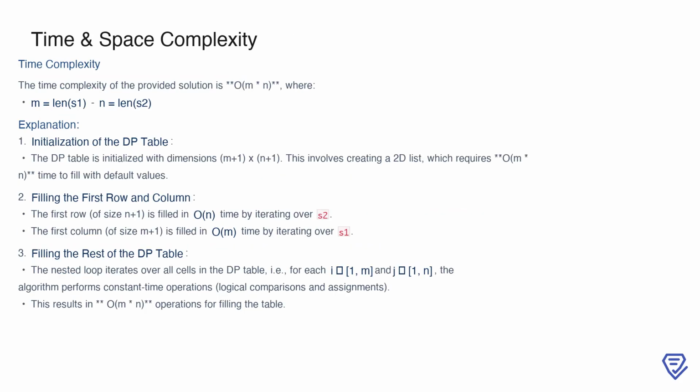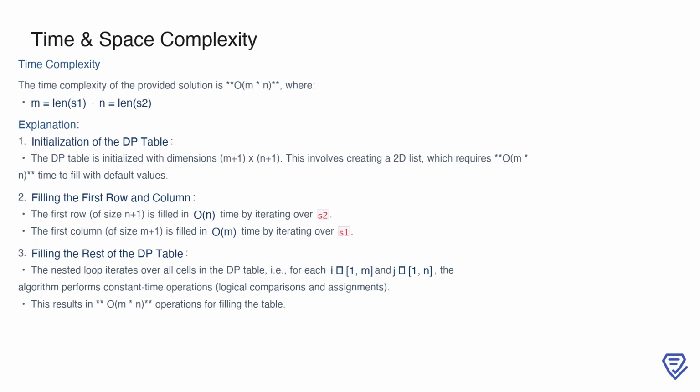The time complexity of this solution is O(m*n), where m represents the length of S1 and n represents the length of S2. Here's how this complexity arises. First, the DP table is initialized with dimensions m+1 by n+1. This initialization involves creating a 2D list, which takes O(m*n) time to fill with default values. Next, the first row of the table, which has n+1 elements corresponding to S2, is filled in O(n) time. Similarly, the first column, with m+1 elements corresponding to S1, is filled in O(m) time.